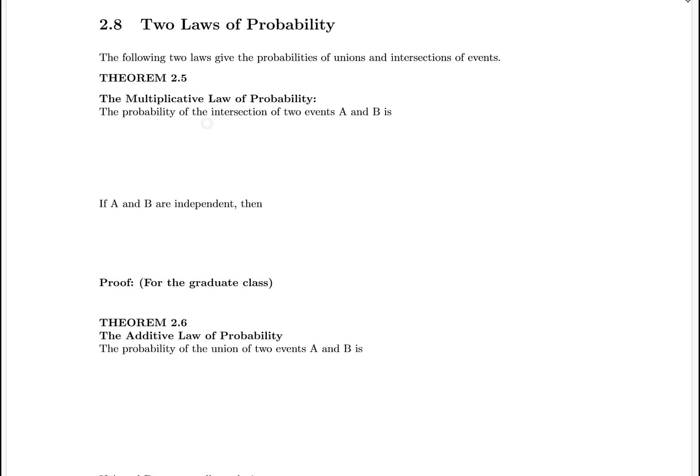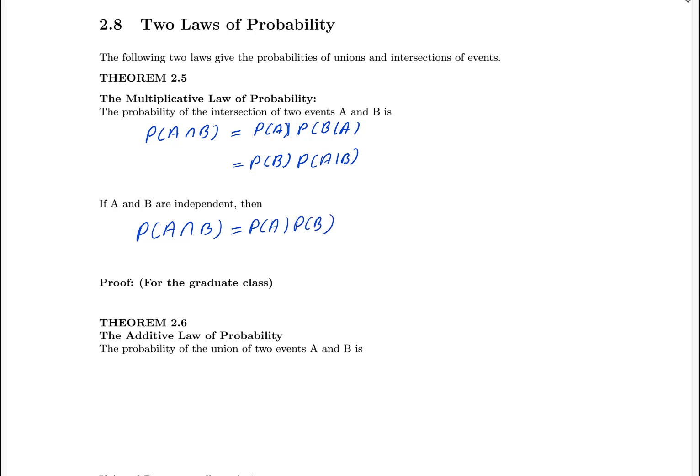The probability of the intersection of two events A and B, probability of the intersection A and B, equals probability of A times probability of B given A, or probability of B times probability of A given B. If A and B are independent, you know this already, but let me write down: probability of A and B equals probability of A times probability of B. This is true if A and B are independent.